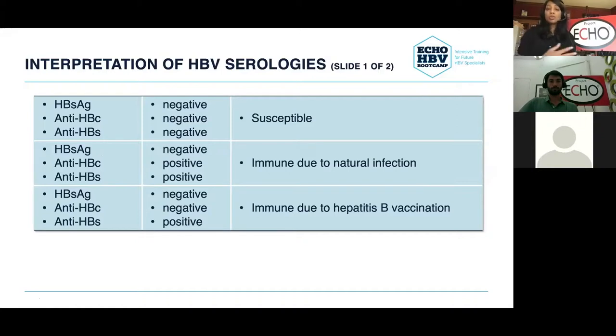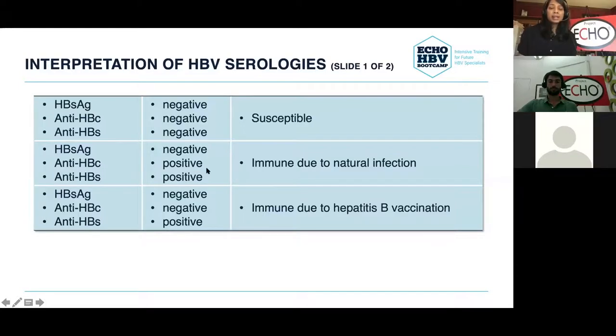Now, we have no test to tell us how long ago or when somebody may have been infected with hepatitis B in the past. So all this tells us is that this person has immunity. So even if they were exposed again to hepatitis B in their lifetime, they are immune. But they are immune specifically because the core antibody is positive, because they've already at some point been exposed to or had infection with hepatitis B.